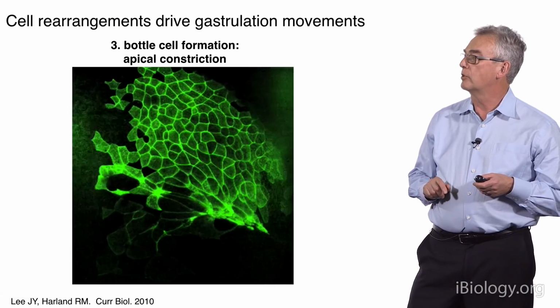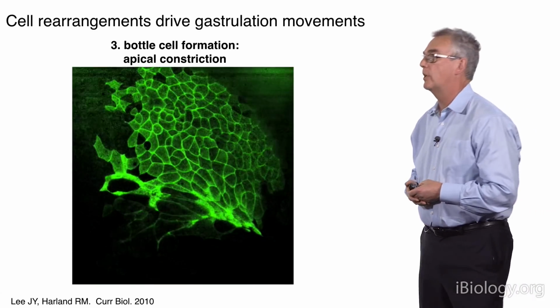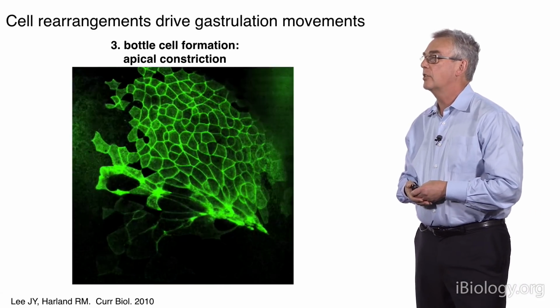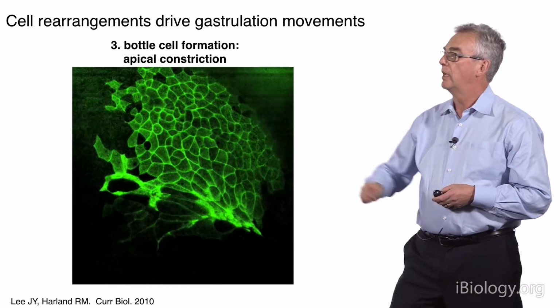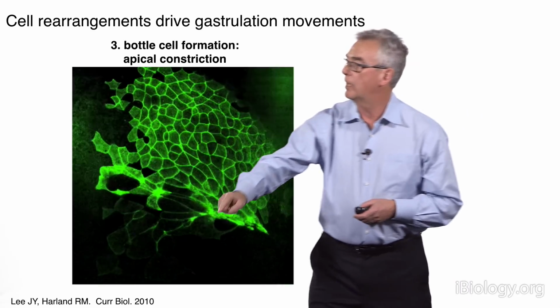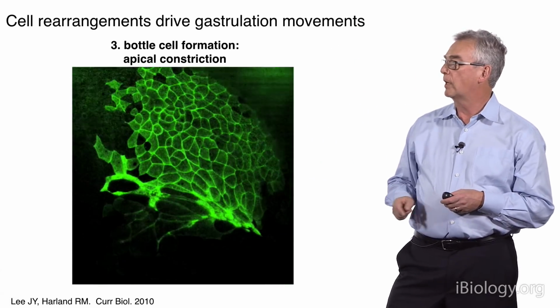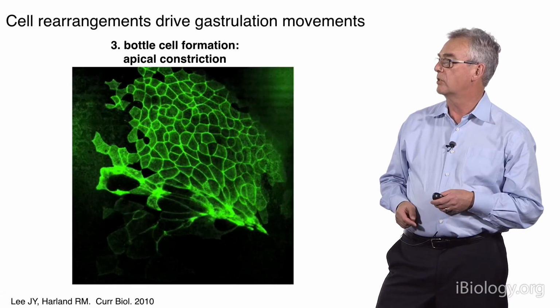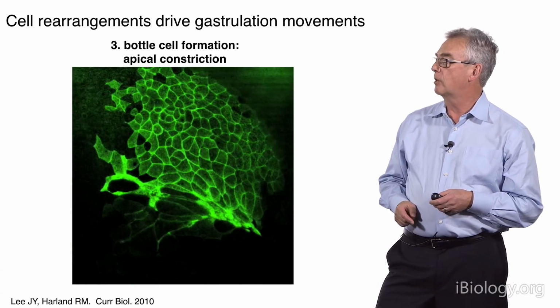Here's a movie that shows that from the outside. So this is an embryo that's been labeled with a membrane-targeted GFP. And so what we'll see as this plays through is that up here there's not much action. These cells are perhaps being stretched. But down here where the bottle cells are forming, you can see the constriction of the apical surfaces of these cells. And it's by no means completely uniform.